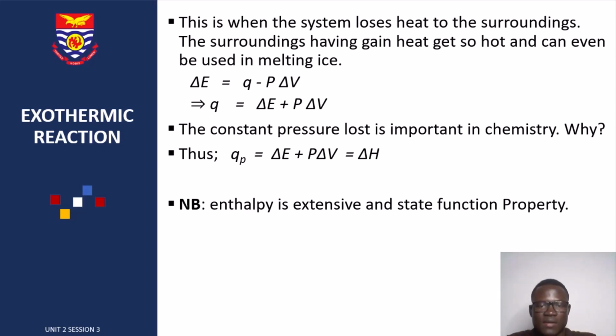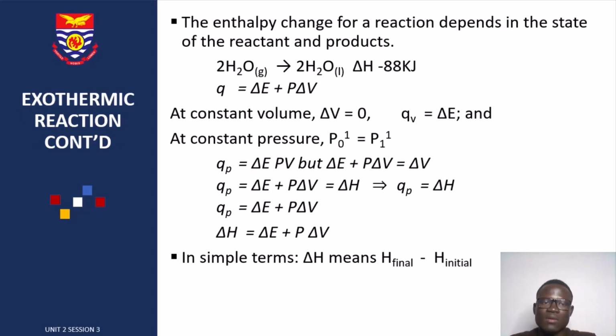The constant pressure loss is important in chemistry. Why? That is to say, the quantity of heat gained is equal to the change in internal energy plus pressure times the change in volume. Now, this is actually what we call enthalpy, represented as change in H. And also take note that enthalpy is an extensive and state function property as well. We made mention of extensive properties earlier on, and intensive properties. Now, the enthalpy change for a reaction depends on the state of the reactants and that of the products.